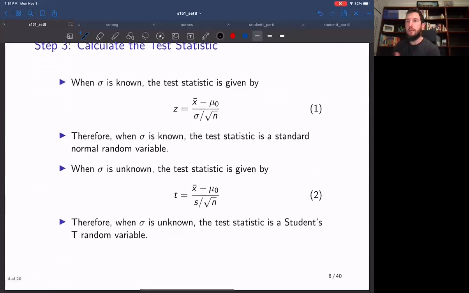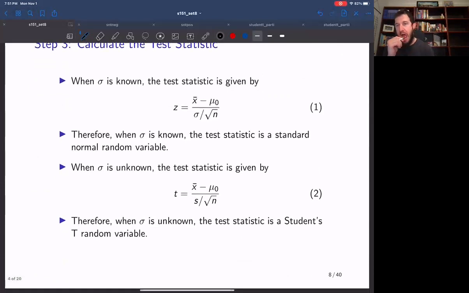Okay, step 3, calculate the test statistic. So on step 3, we're literally just finding a z-score or a t-value. So if sigma is known, we're going to use the z-score, which is given by equation 1. If sigma is not known, we're going to use a t-value, which is given by equation 2. But you can see in both cases that the calculation of the value is pretty much the exact same thing. You take x bar, you subtract the theoretical mean, which is the value given in the null hypothesis, and then you divide by the standard deviation that you have over the square root of n.